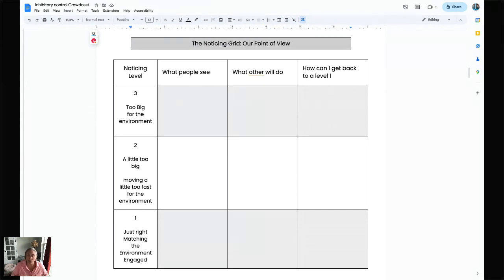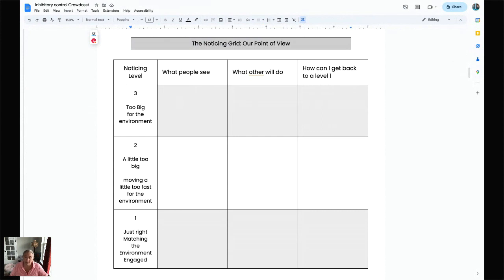When we move up to a level 2, we're starting to become dysregulated. We may be contacting things that are a little aversive in the environment for us, right? We start moving a little bit too fast or a little bit too slow. What does that look like, right? What do you look like when you're starting to become a little bit dysregulated?